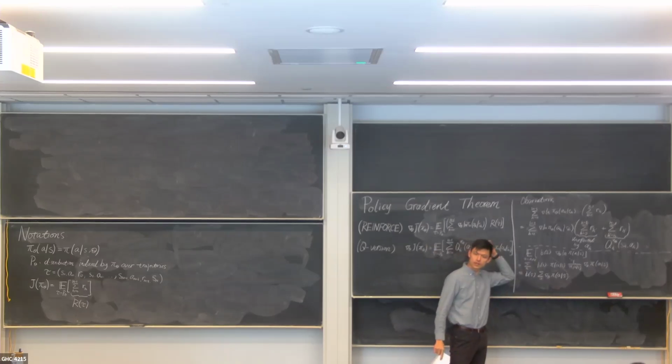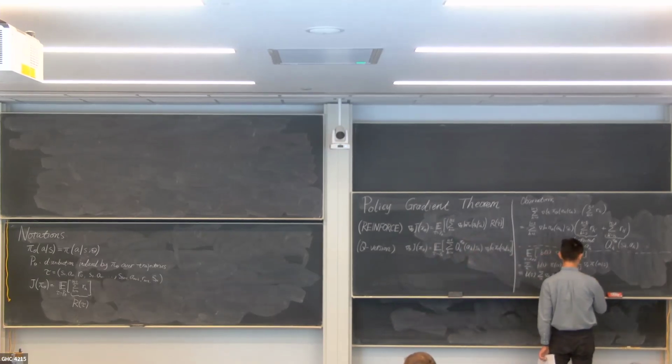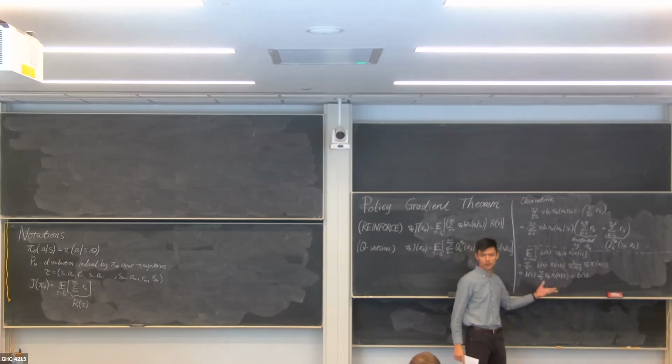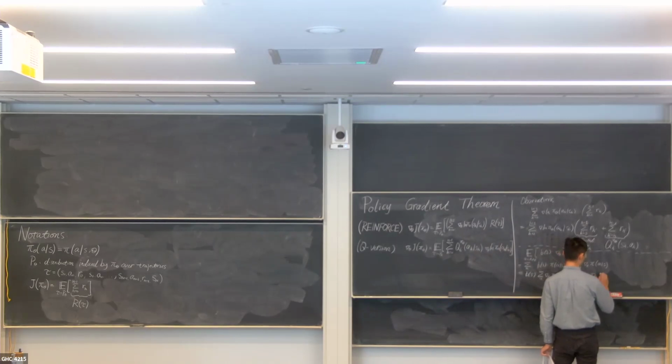What's the value of this? Let me do one more step. The gradient is a linear operator, so whenever you see a sum or average, you can put it outside. So we can do this, and put the sum here.